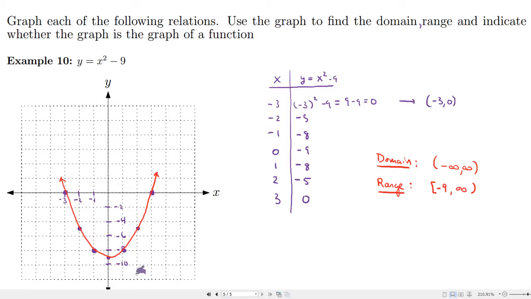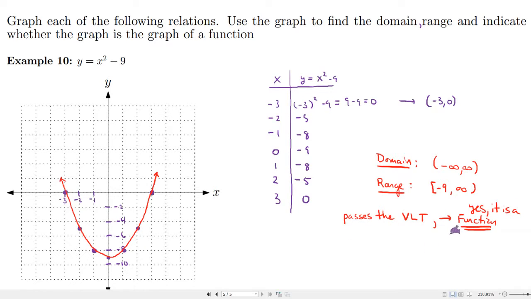Now, looking at the red curve, is that actually a function? Well, if you draw any vertical line, then that is a function. So this is a function because it passes the vertical line test. So that means it's a function. It is a function.